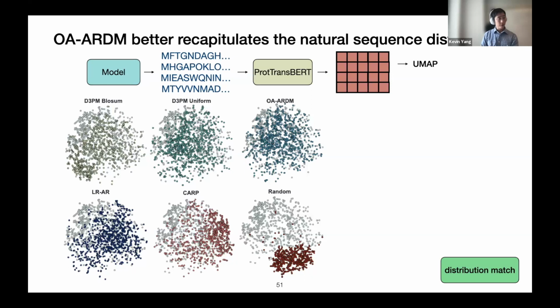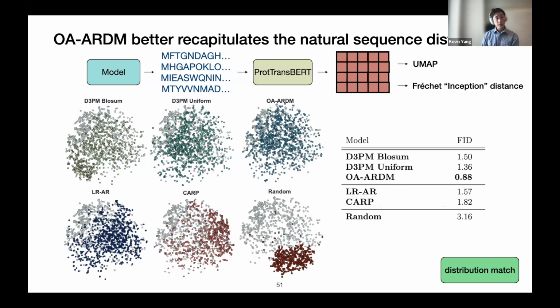You can see that in general, the baselines on the bottom don't match the distribution as well. They tend to cluster in one region, whereas the diffusion models tend to do a little bit better. And we can also quantify this using a Fréchet inception distance. It's not really inception since we didn't use an inception model, we used ProtTrans, but it's analogous to that for images. And here lower is better. You can see that random is about 3, everything does better than that, but OA-ARDM is significantly lower than the others.